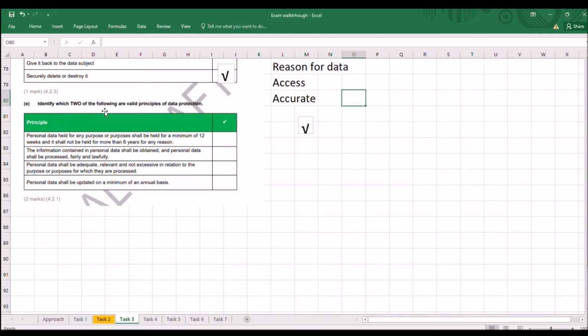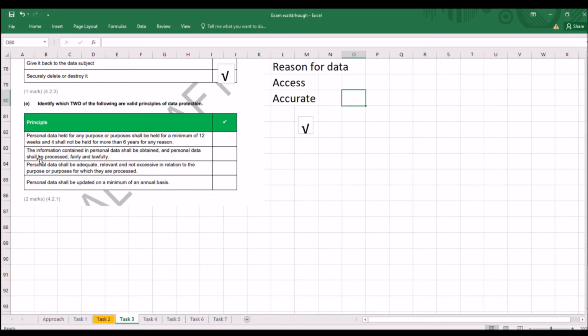Identify two of the following which are valid principles of data protection. Personal data shall be held for a minimum of 12 weeks and not more than 6 years for any reason. That makes absolutely no sense whatsoever. You could have medical records or mental health records that need to be held for much longer than that. So it's a rubbish answer. Okay, so it's not number one.